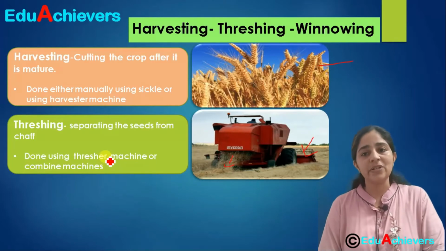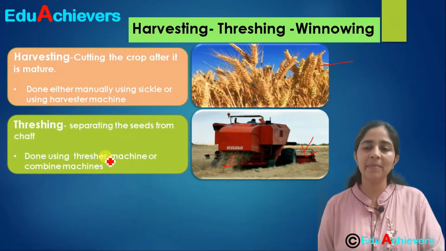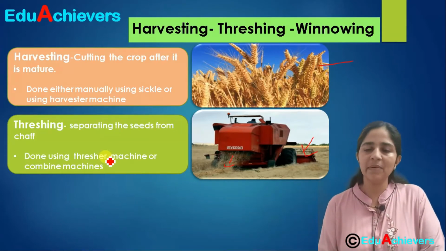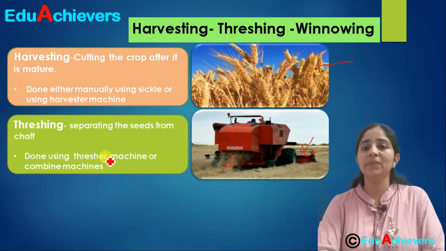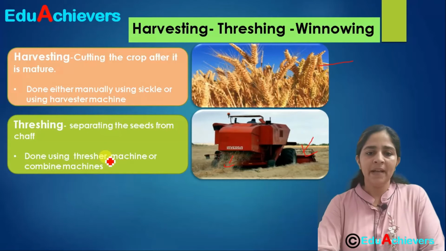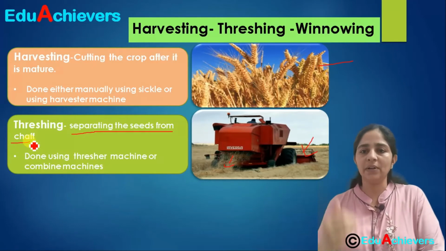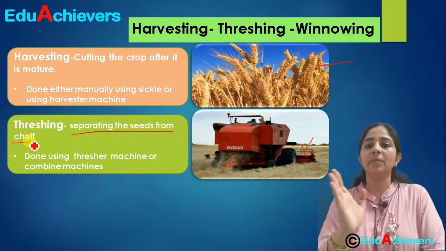So this is threshing. Different threshing machines are available for different crops, and several combined threshers are available which can also be used for different crops. So that depends on which type of thresher the farmer uses. Okay, so what is threshing? Threshing means separating the seeds from the chaff or the stalk part of the plant. The leaves, the stem and the root parts are separated from the seeds.